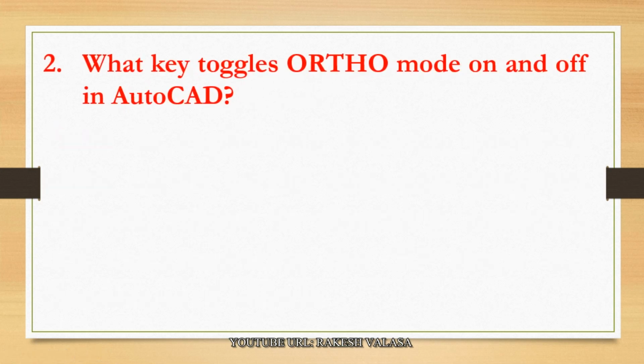Question number 2. What key toggles ortho mode on and off in AutoCAD? The answer is F8. When you click on F8, the ortho mode is on. When you click F8 again, the ortho mode is off. The purpose of ortho mode is to draw horizontal lines or vertical lines.